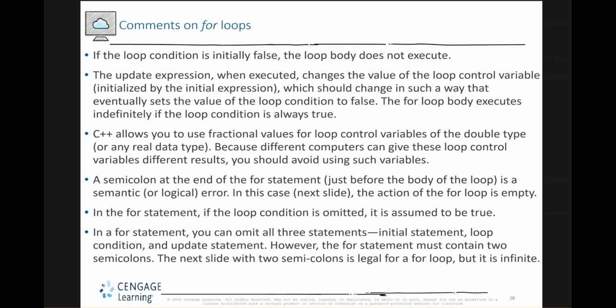In the for statement, if the loop condition is omitted, it's assumed to be true. So if you don't check anything, it's going to be true. In a for statement, you can omit all 3 statements, and that's fine: your initial statement, loop condition, and update statement. However, the for statement must contain 2 semicolons if you do that. In the next slide, we're going to show you what will happen if you do that.